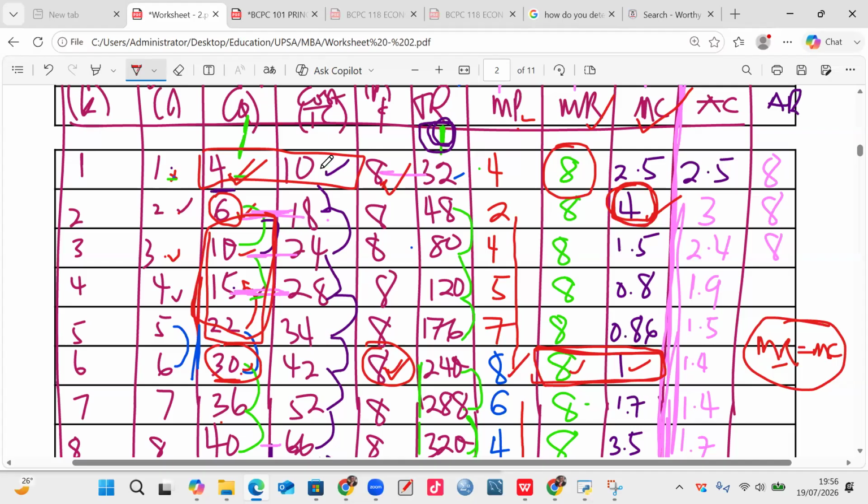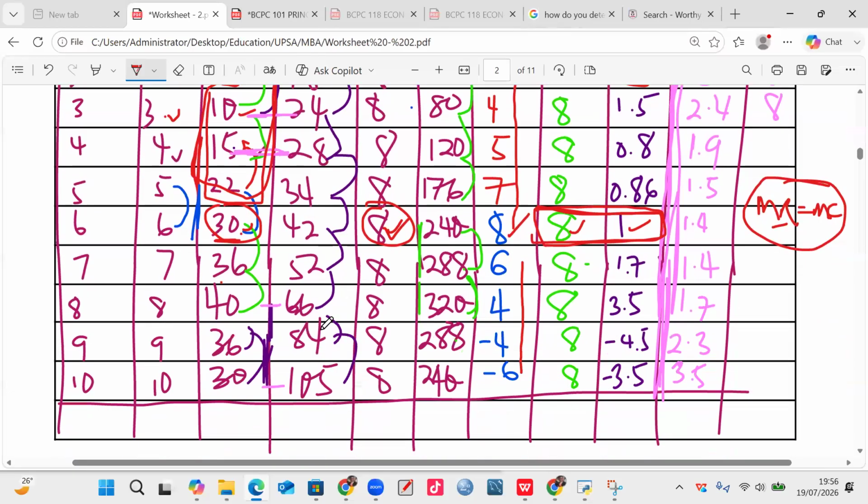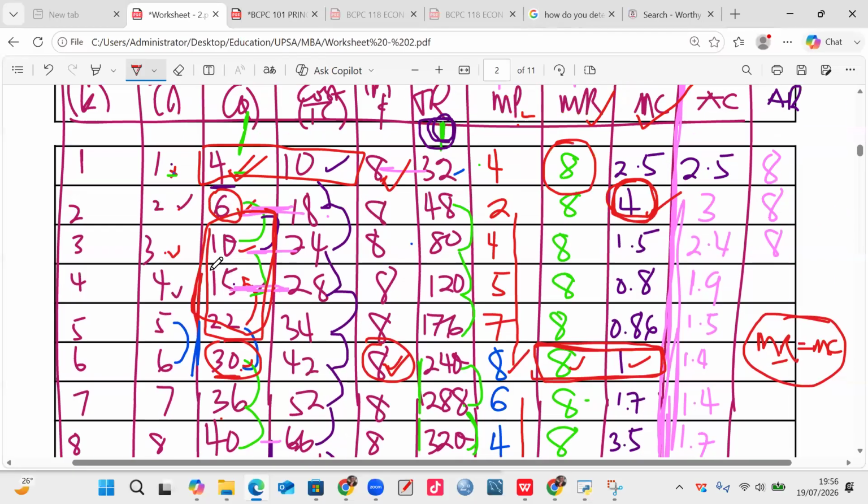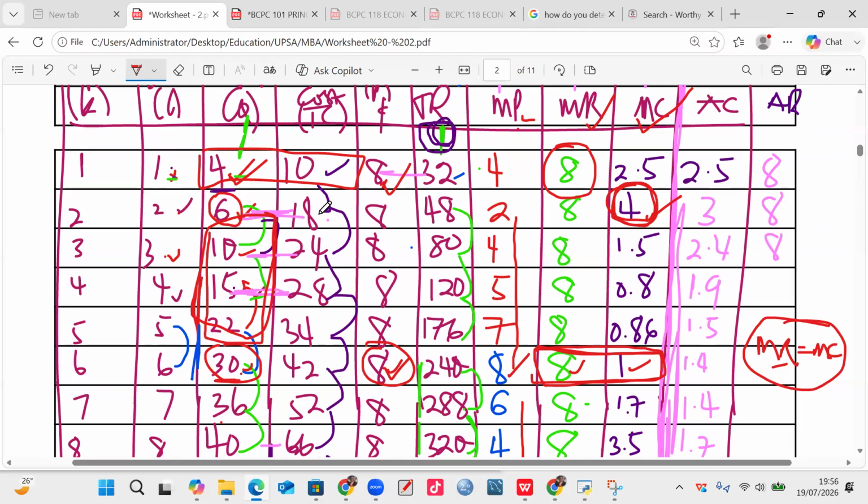Or we can also use the total cost. When the firm was increasing its costs, let's see how many they were producing. When it was 18, they were producing 6. When it was 24, they were producing 10. When it was 28, they were producing 15.